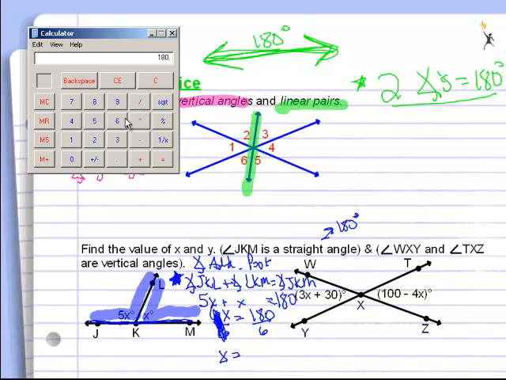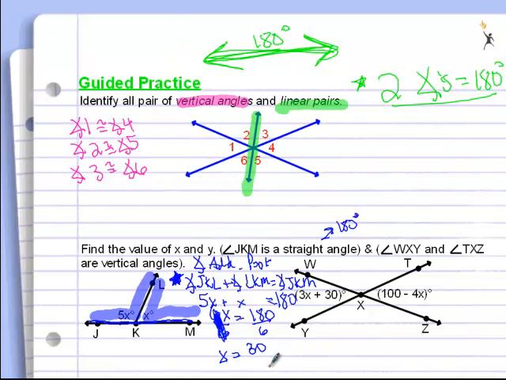180 divided by 6, 30. Bingo. Now it told me find the value of x, so I'm done. Okay, I found out x was 30. But just understand, you might have to plug that in. If they told you to find the angle of JKL, you would have to plug in the x into that angle and find out 5 times x, well 5 times 30, that means that this angle is 150 degrees. Just understand, although you solved for x, you might not always be done.